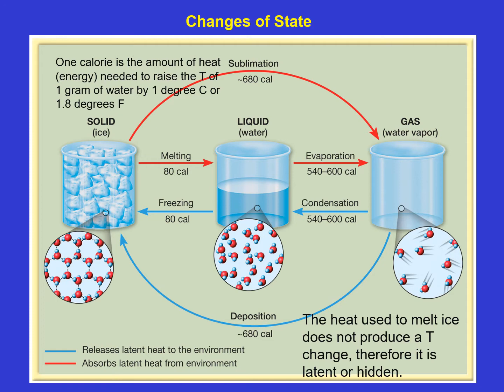It's the amount of heat energy needed to raise the temperature of 1 gram of water by 1 degree Celsius, or 1.8 degrees Fahrenheit. So the heat used to melt ice does not produce a temperature change. Therefore, it is latent or hidden heat.